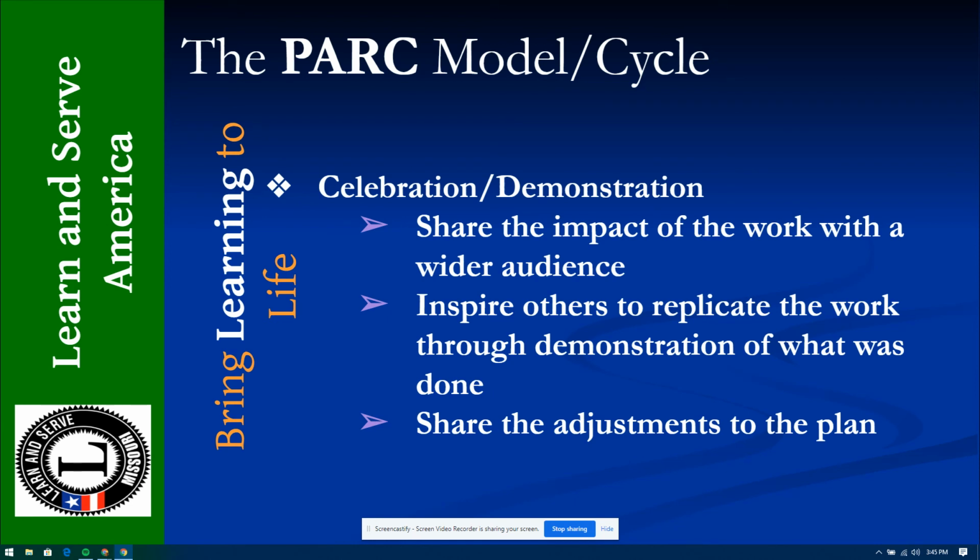We also want to make sure we work in collaboration, and it's kind of like passing the baton. This celebration demonstration gives a real audience for the work that we're doing in service to our community.